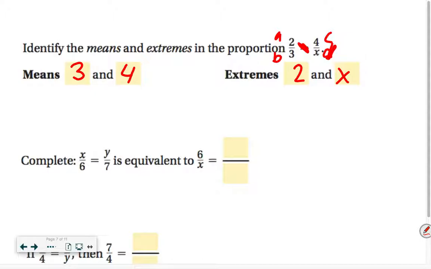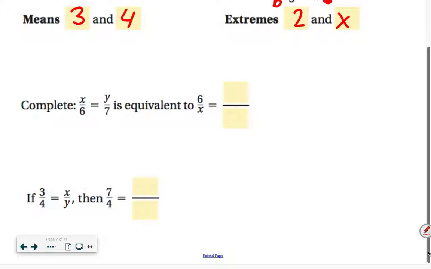If they ever asked you on a quiz or test, what are the means and extremes, I would set up your A, B, C, D and tell you AD are extremes, BC are means. So don't worry too much about that. Okay. Good there?